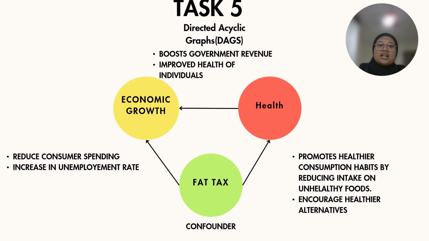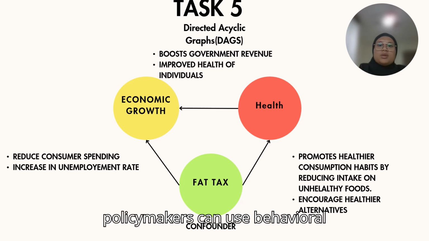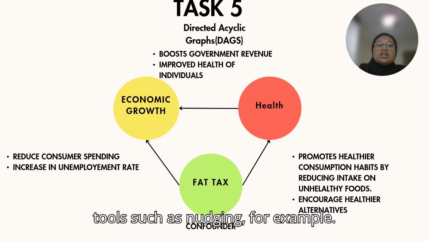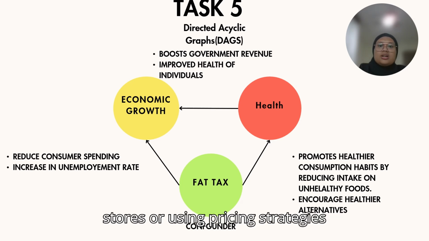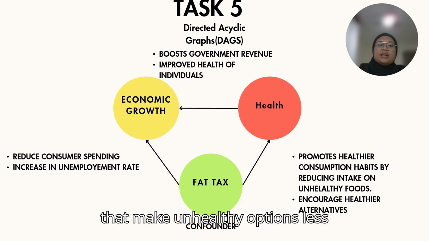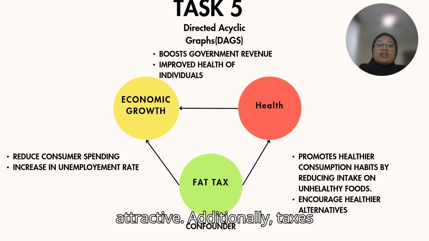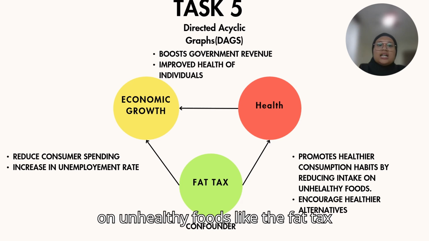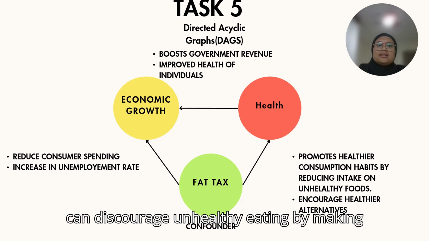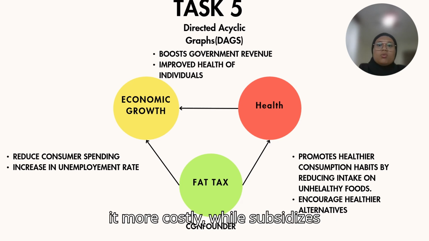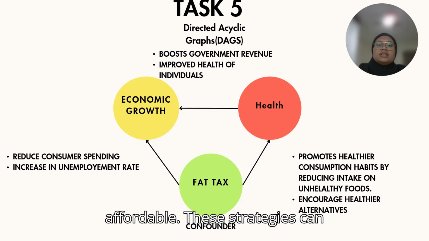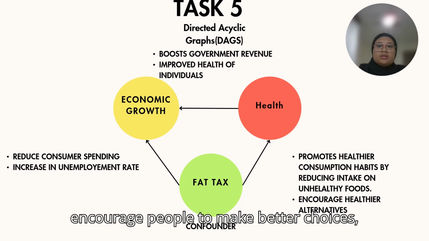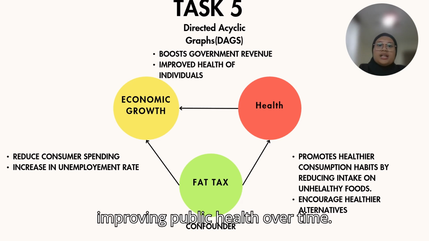To address this, policymakers can use behavioral tools such as nudging, for example, placing healthier options at eye level in stores or using pricing strategies that make unhealthy options less attractive. Additionally, taxes on unhealthy foods, like the fat tax, can discourage unhealthy eating by making it more costly, while subsidies for healthier food can make them more affordable. These strategies can encourage people to make better choices, improving public health over time.